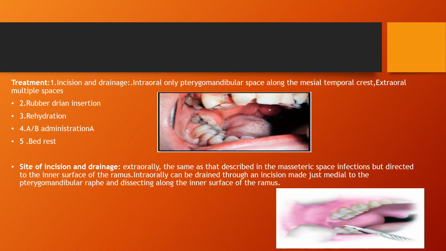Treatment is by incision and drainage, intraorally if only the pterygomandibular space is involved, along the mesial temporal crest, extraoral if multiple spaces, rubber drain insertion, rehydration, antibiotic administration, and bed rest. Site of incision and drainage is extraorally, the same as submasseteric space infection but directed to the inner surface of the ramus, or intraorally it can be drained through an incision made just medial to the pterygomandibular raphe and dissecting along the inner surface of the ramus.